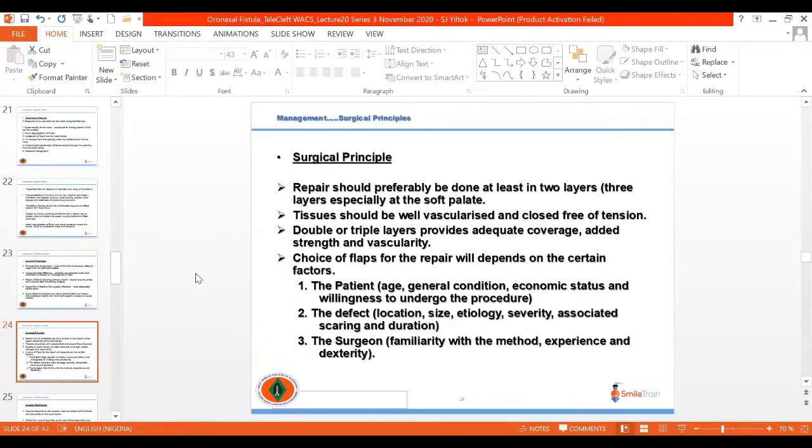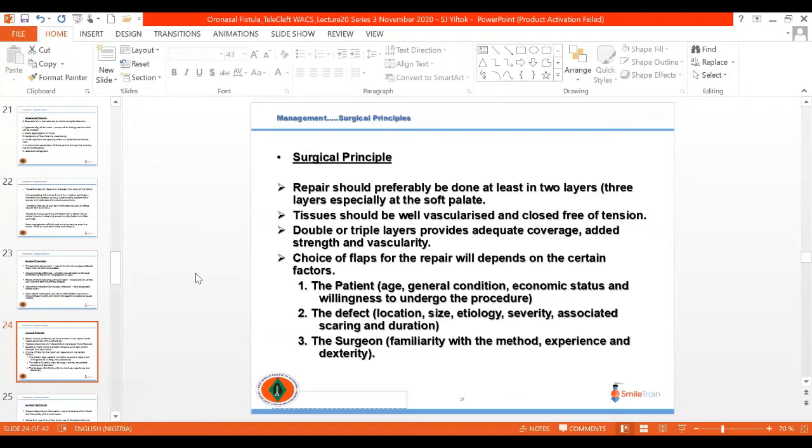What are the surgical principles that will guide someone so that there won't be a repeat fistulation or another fistula, which will end up with a cleft palate cripple? The repair should preferably be done in 2 or 3 layers, depending on the location. Tissue should be well vascularized and closed free of tension. Double or triple layer provides adequate coverage. There is added strength as well as vascularity.